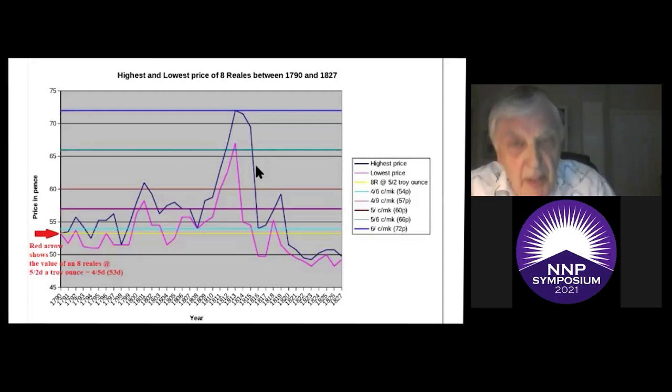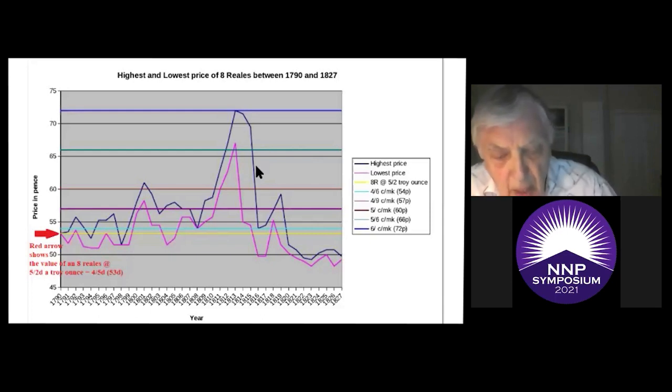The pink line is the lowest annual price in any given year. It is the dark blue line that is important because it is above the 5 and twopence benchmark shown by the red arrow and yellow line every year until 1820, except for that previously mentioned blip in 1798. It was during this period of 1790 to 1820 that the countermarked 8 reals came into their own.